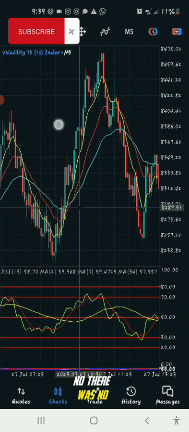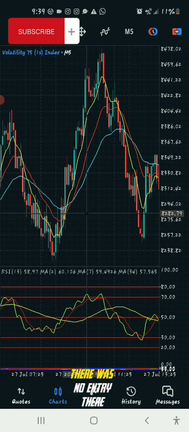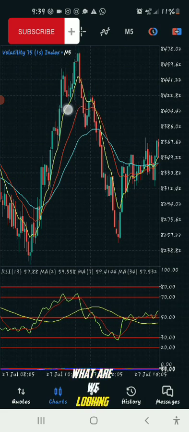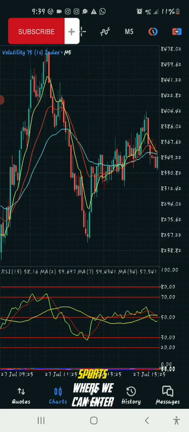So as you can see right here again, no, there was no entry there. There was no entry there. So what are we looking for? We're looking for spots where we can enter.